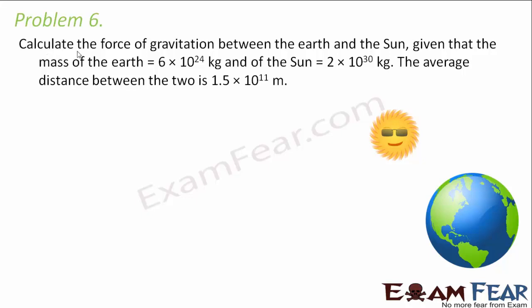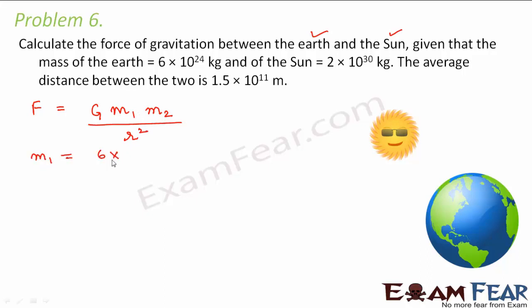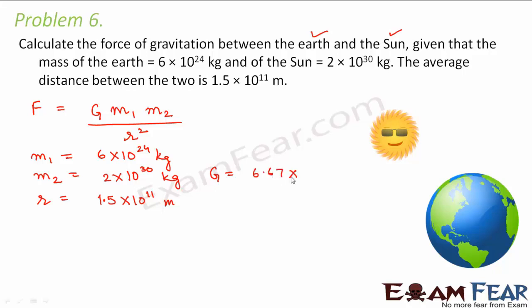So here the two objects which we have are the earth and the sun. So we will make use of the universal law of gravitation, which says G m1 m2 by r square is equal to F. So here m1 is mass of the earth, which is 6 into 10 to the power 24 kgs. m2 is mass of the sun, which is 2 into 10 to the power 30 kgs. R is the distance between the earth and the sun, which is 1.5 into 10 to the power 11 meters. And the value of G we already know as 6.67 into 10 to the power minus 11 Newton meter square per kg square.